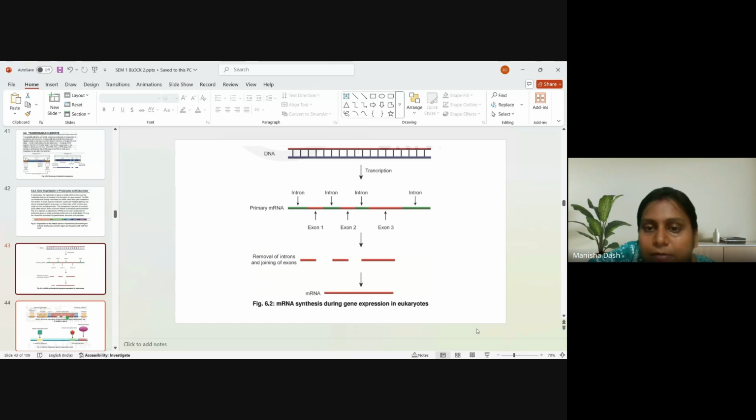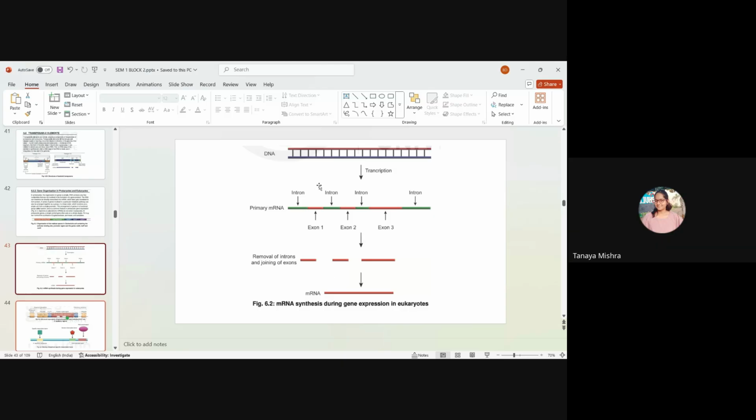So this is what I was telling you, the eukaryotic gene. This is also called the split gene. So they are actually made up of alternating sequences of exons and introns.